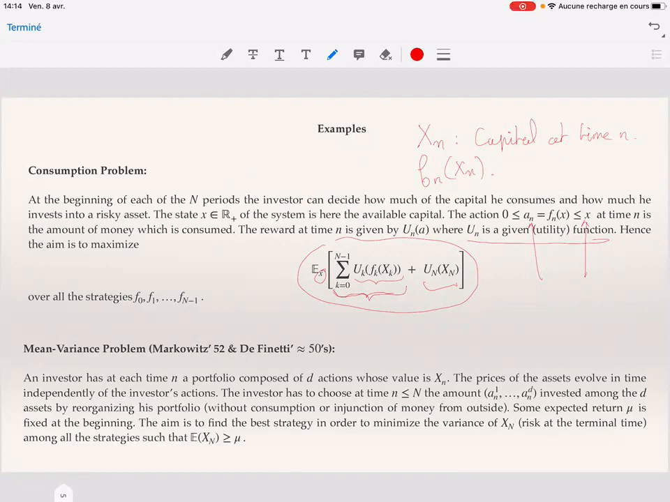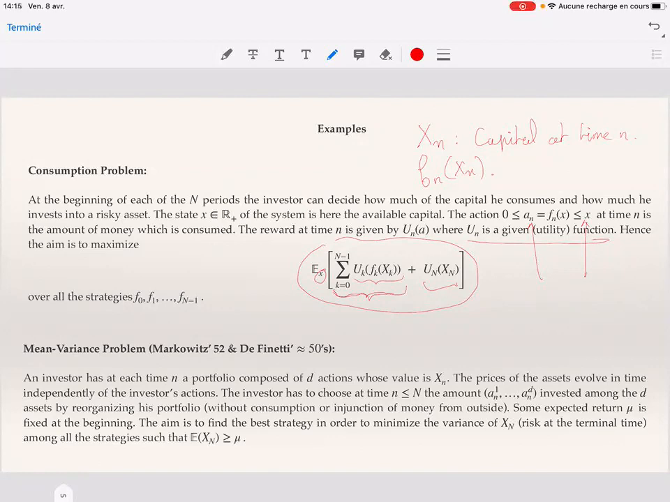Because he is just some agent which is not so powerful, so he cannot change the evolution of the market by doing what he is doing with his portfolio. What the investor has to do is that at each time n, he can decide to redistribute the money that he has in his portfolio between the different assets.